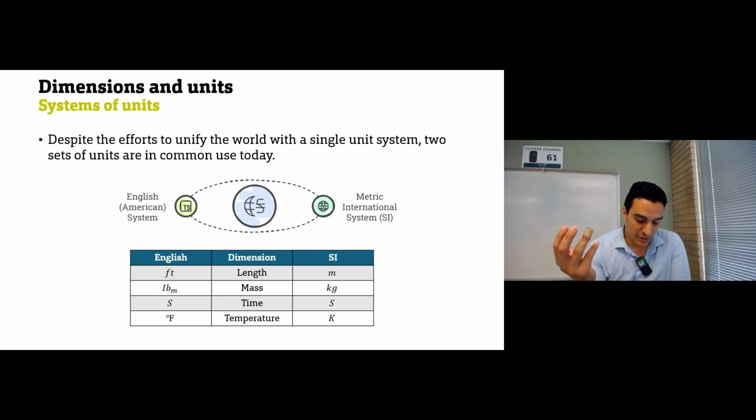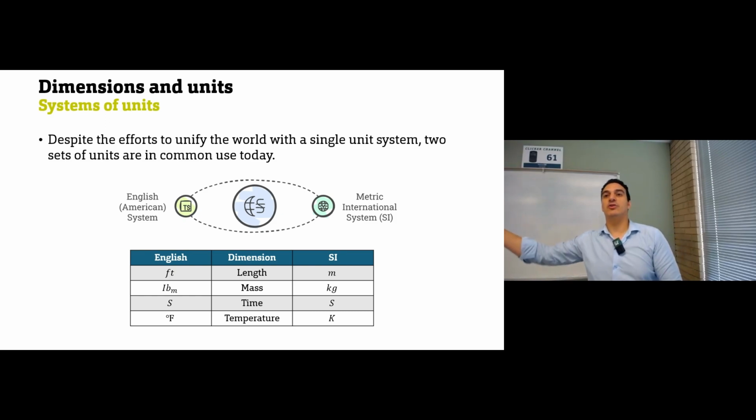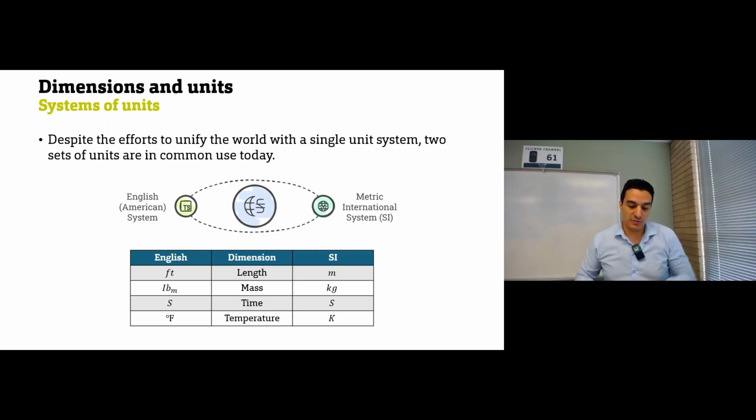Let's say length, for example, is one of the fundamental dimensions. If you express length in meters, then you are using the SI system. If you express length in feet, this is the American system. We have mass. You can express mass in kilogram, or you can express mass in pound mass. These are the systems we have. Time is in seconds in both of them.